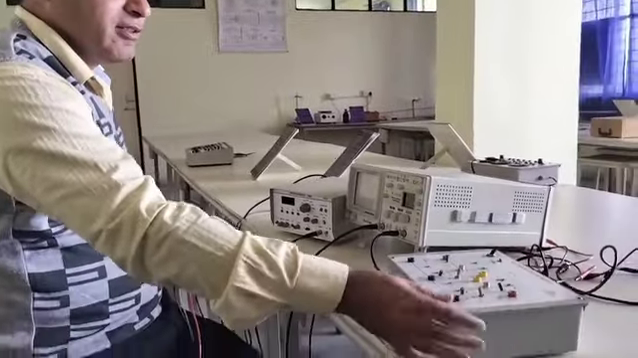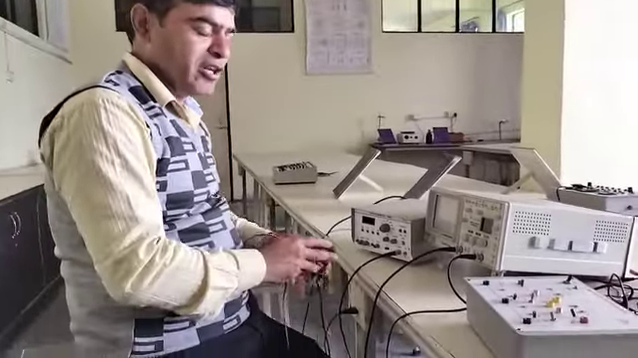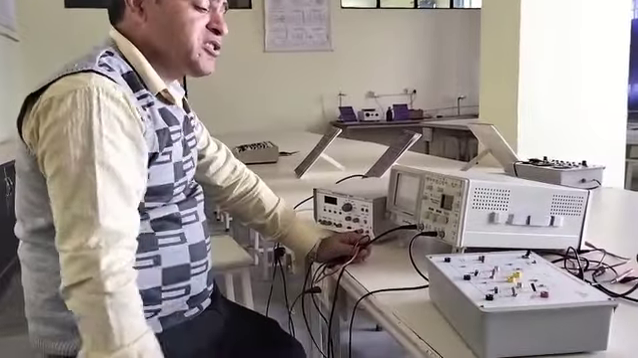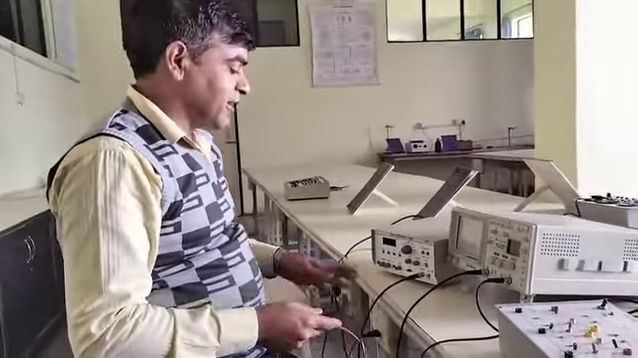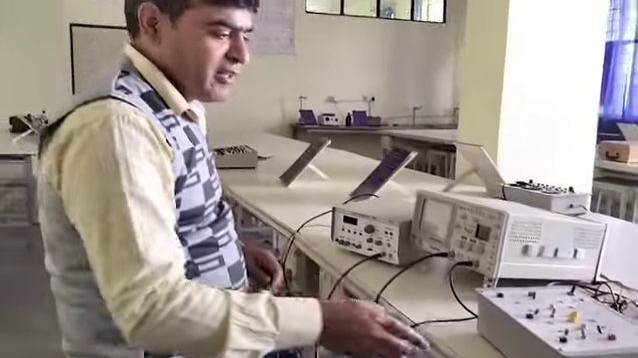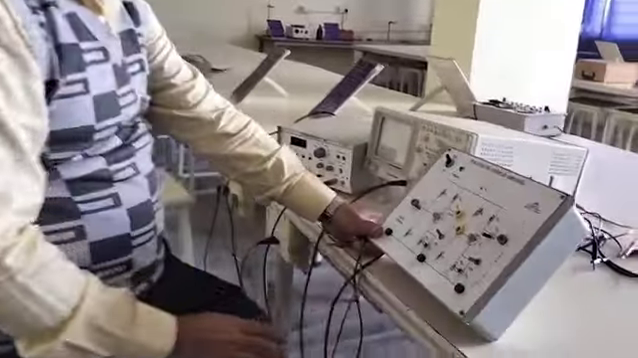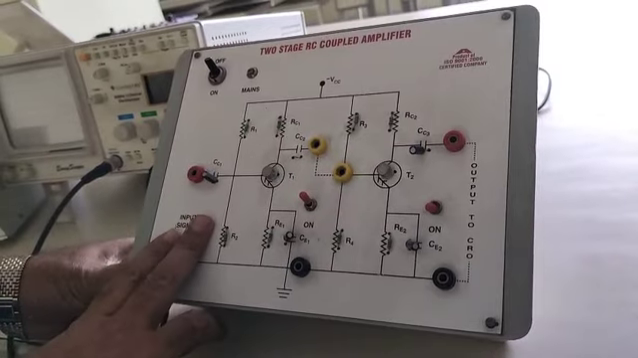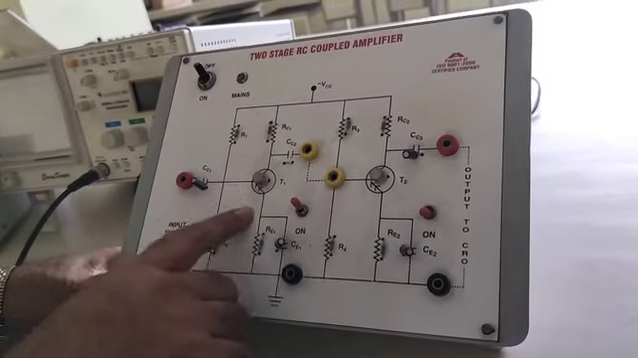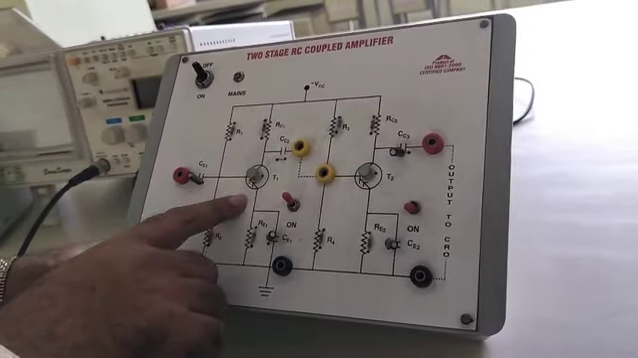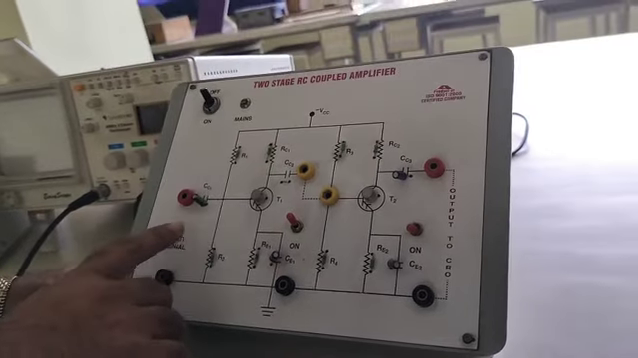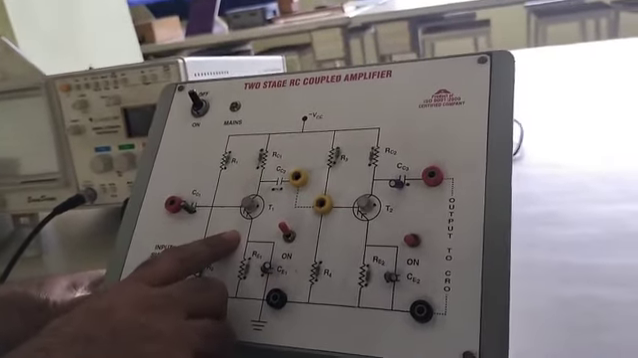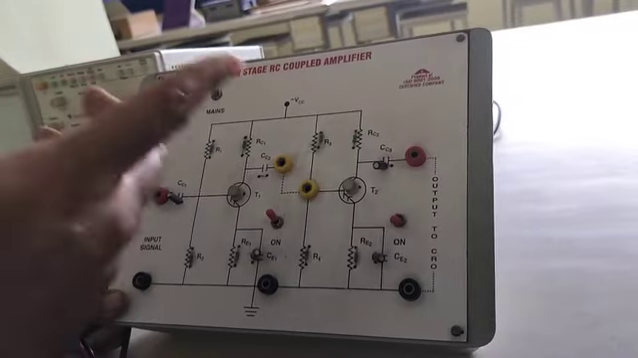Welcome students. Today I'll show you how to do the first stage RC coupled amplifier, and for this we have three apparatus. This is the RC coupled amplifier. It has two stages. This is the first stage RC coupled amplifier, and here common emitter amplification is there, and using this common emitter amplification we get an amplified output but in reverse phase.